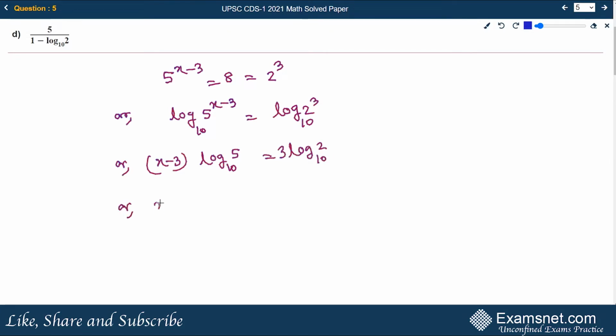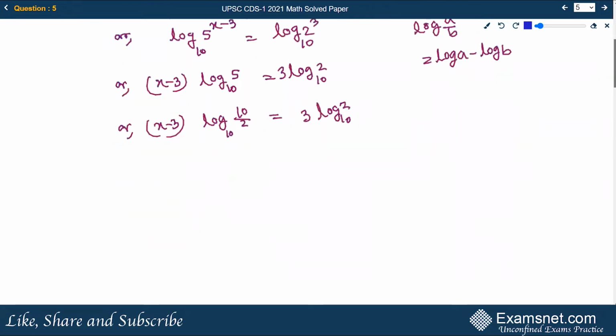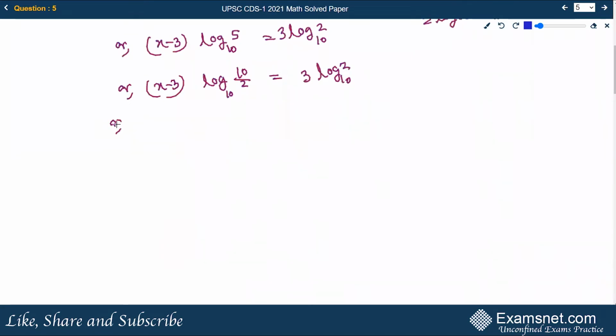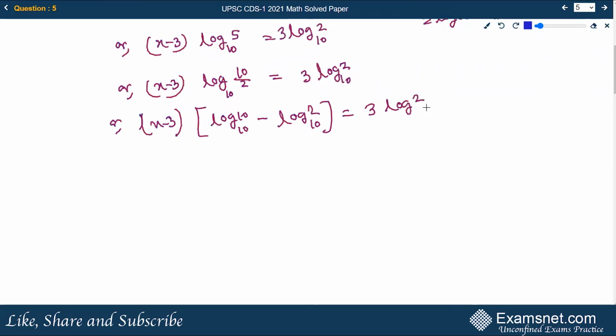Now 5 can be written as log 10 by 2 to the base 10, correct? Also 3 log to the base 10. Now we know log a by b means log a minus log b, correct? So further we can write x minus 3 here and log 10 to the base 10 minus log 2 to the base 10, also 3 log 2 to the base 10.